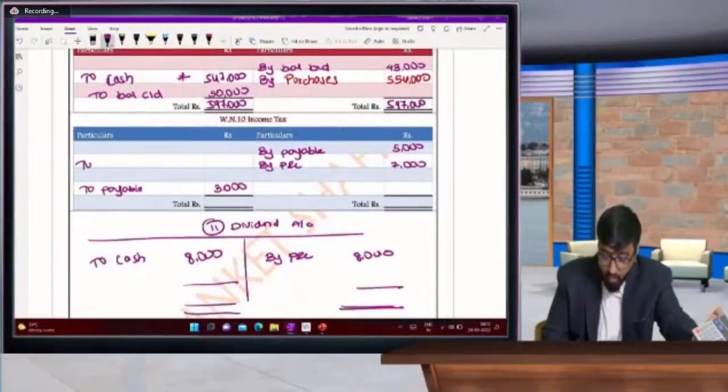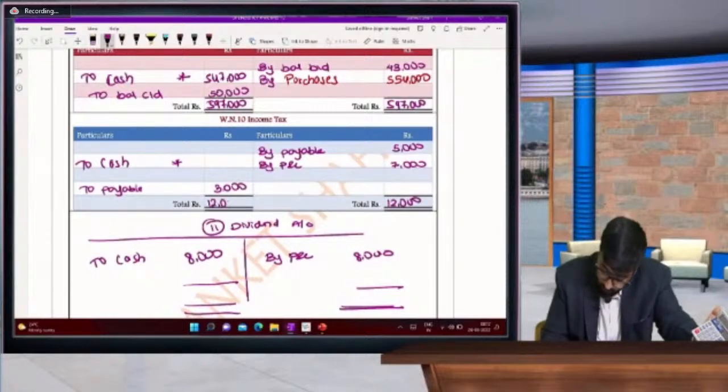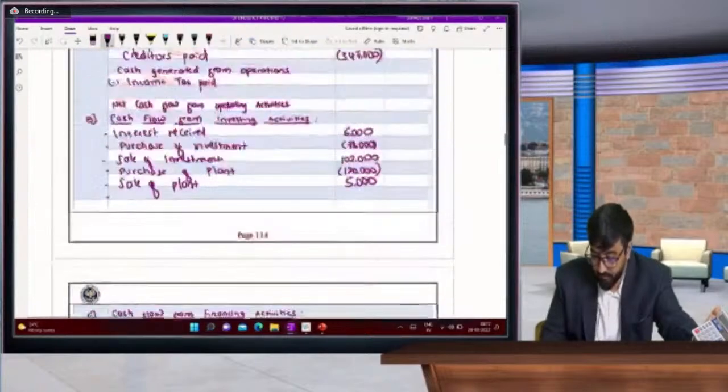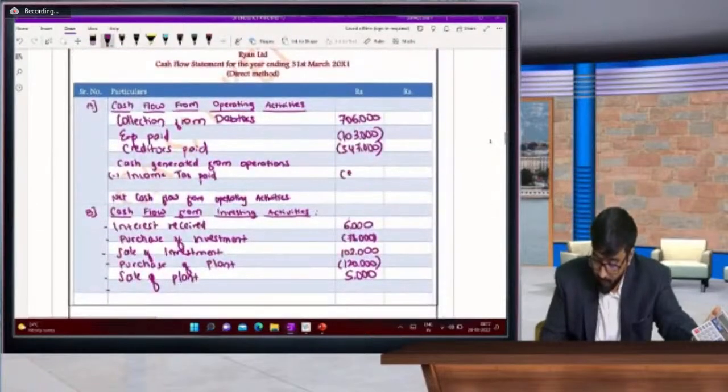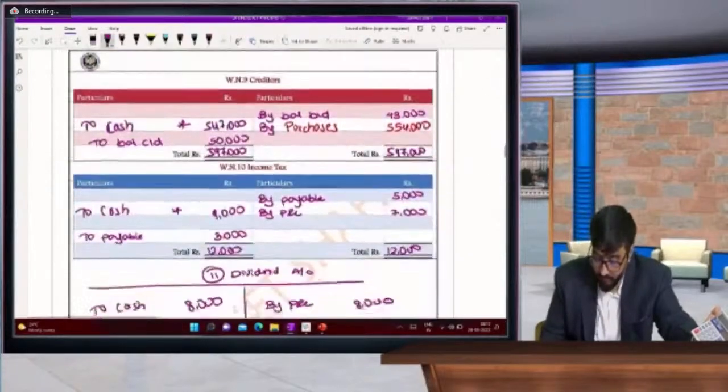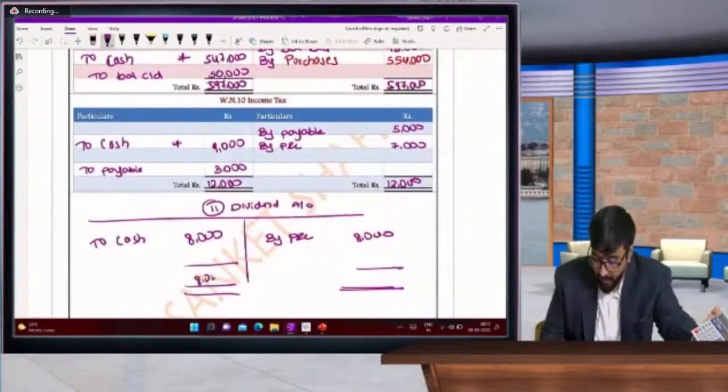Income tax account to cash 12,000. Income tax paid, 9,000 is a balancing figure. And dividend, I think it tallies. It's tally.